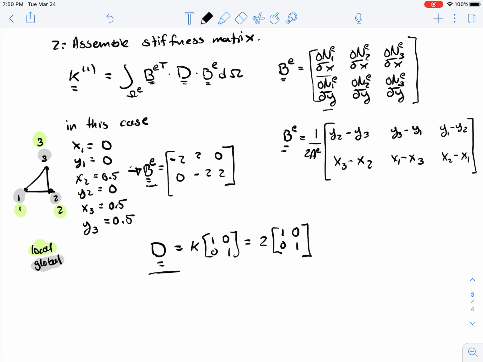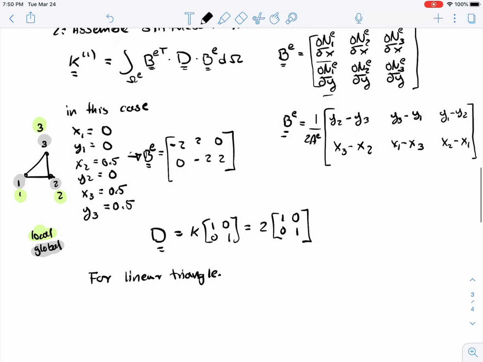So if I plug this value of D, this B matrix, put it in there, and then I do the integral over the triangle, I'll get the stiffness matrix. Again, there's some more simplifications that we can do for the linear triangle. Because D is a constant, BE, in this case, is a constant.